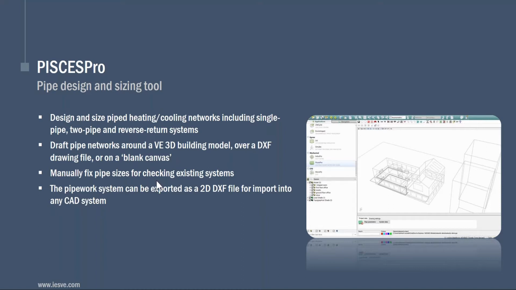It could be the case in some situations you might be checking existing systems. In that case, you can manually fix pipe sizes, and once you're done with your pipe design and sizing, you can export that network as a 2D DXF file into other CAD systems.